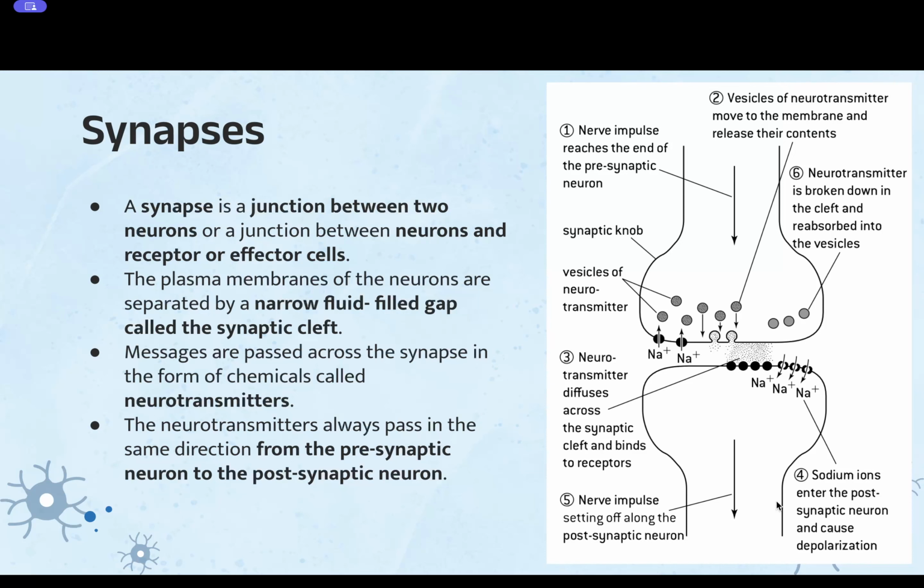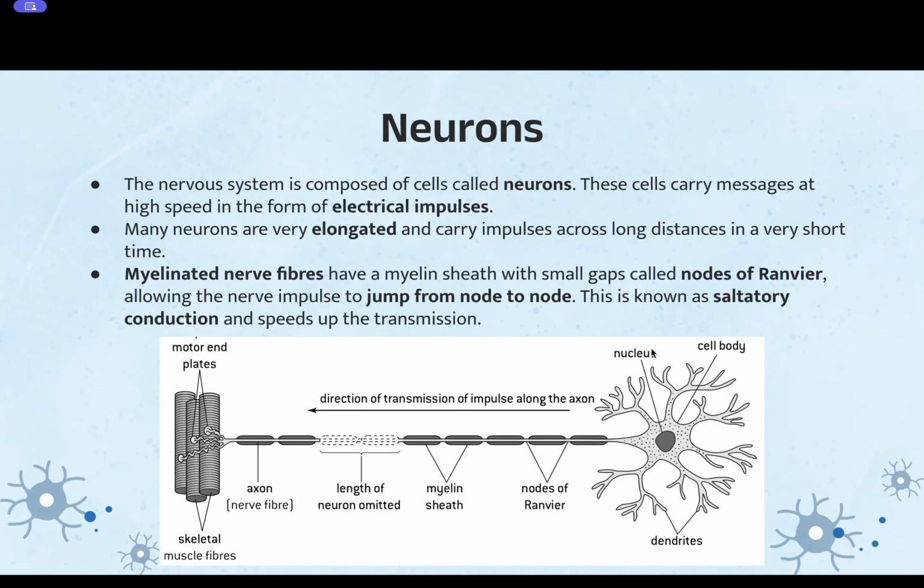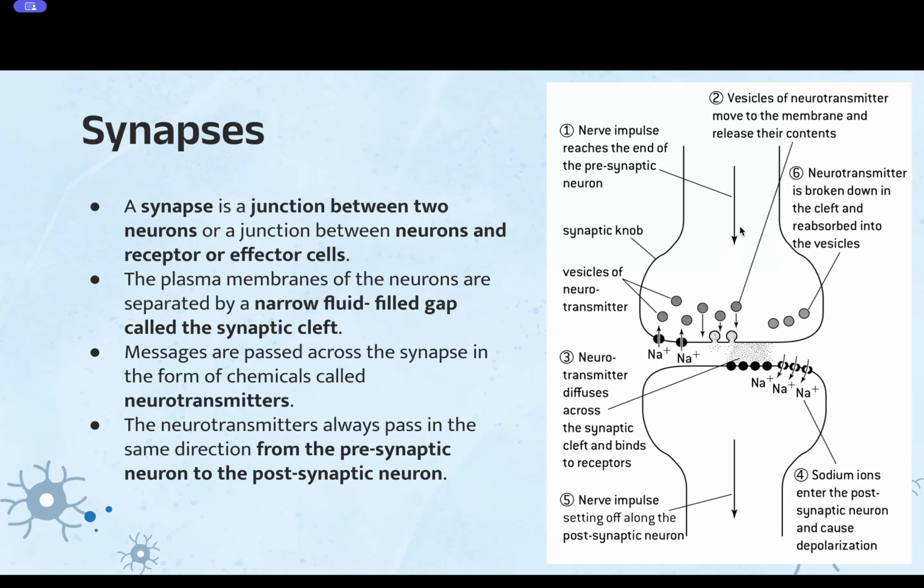So now the way messages travel through synapses. The first step is that the nerve impulse will reach the end of the presynaptic neuron. If we go back here, basically it'll travel through the entire axon by saltatory conduction and reach the end of the axon terminals, or the motor end plates. And once it reaches here, that's step one.